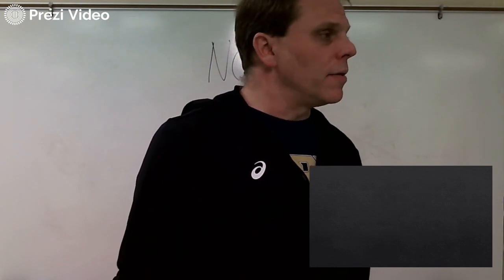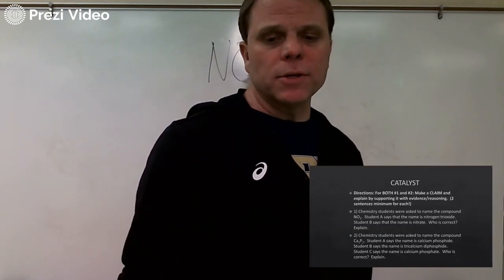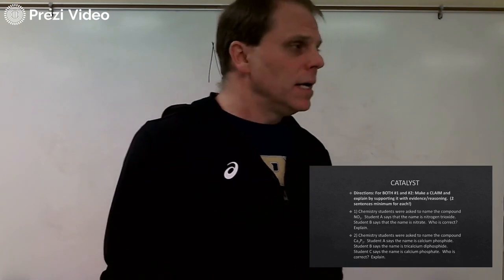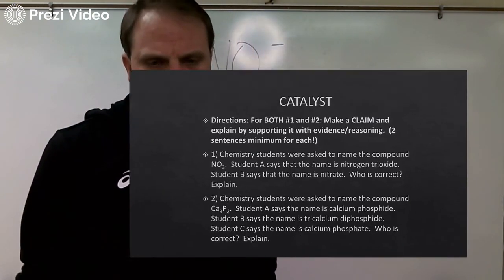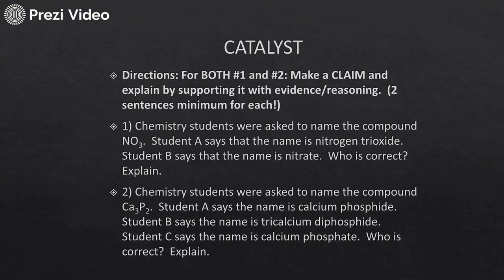Okay. Now the next one, chemistry students were asked to name the compound Ca3P2. Student A says the name is calcium phosphide. Student B says the name is tricalcium diphosphide. Student C says the name is calcium phosphate. Who is correct? And explain. All right, so think about that for a second and pause and then come back.